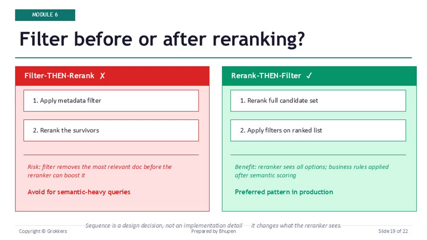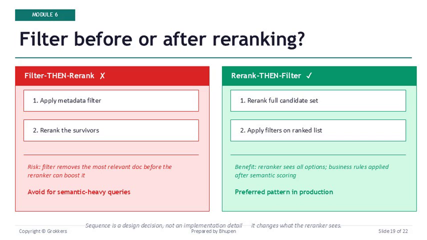Option A, filter first, then re-rank. You apply your metadata filters and remove documents before the re-ranker ever sees them. Sounds logical, right? Here is the danger. What if your freshness filter removes a 2022 document that happens to be the single most relevant result? The re-ranker never gets a chance to boost it. Gone forever. Option B, re-rank first, then filter.